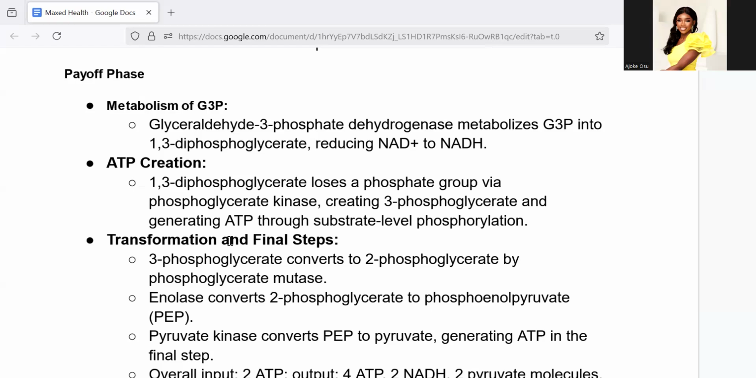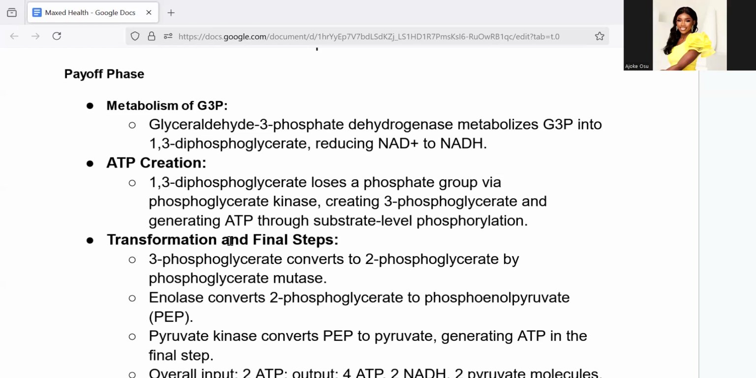Next, the 1,3-bisphosphoglycerate loses a phosphate group through phosphoglycerate kinase to make 3-phosphoglycerate and creates an ATP through substrate level phosphorylation. So at this point, there are 2 ATP produced, one from each 3-carbon molecule.